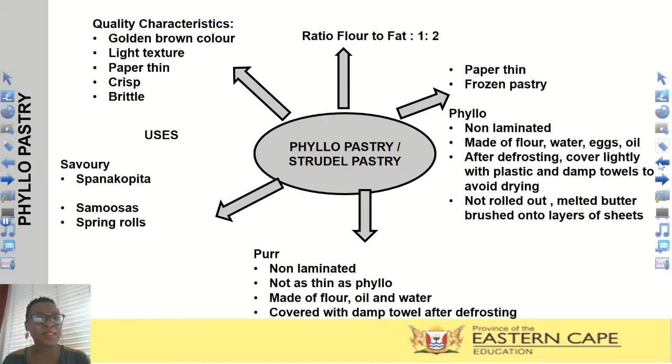You can get samosas and spring rolls from your puri pastry. Your spanakopita you would get from your phyllo pastry. And then your sweet products are your apple strudels, your baklava, and your Greek milk tarts. Okay, don't worry, we'll unpack some of these dishes so that it can easily assist you in understanding and in seeing the different categories.